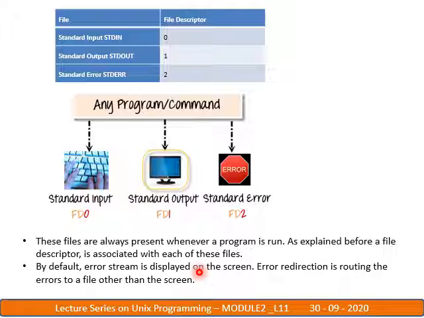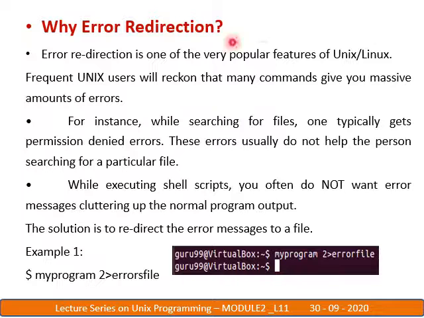That error output can also be routed to other files, or even to another screen. That can be done with the help of error redirection. Error redirection is routing the errors. Whatever errors appear with a particular program can be routed to a file other than the screen. So now let us move to what error redirection is.